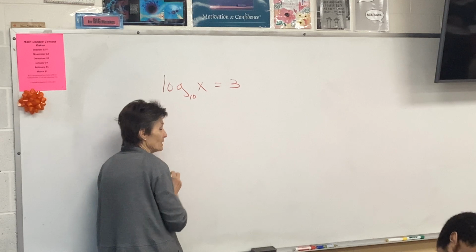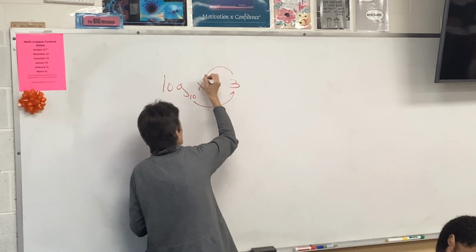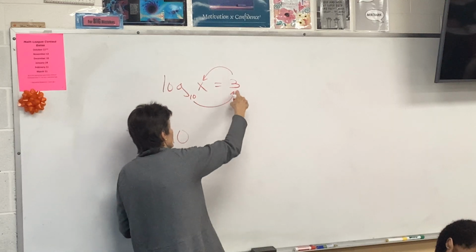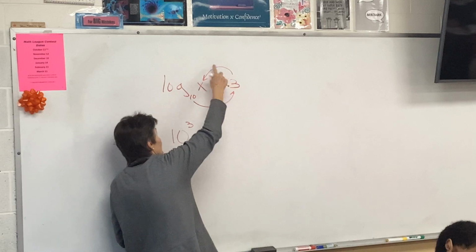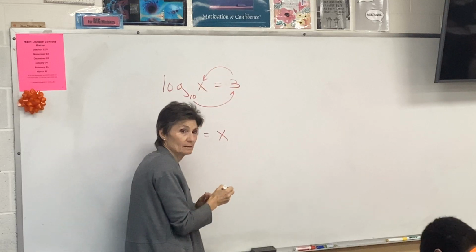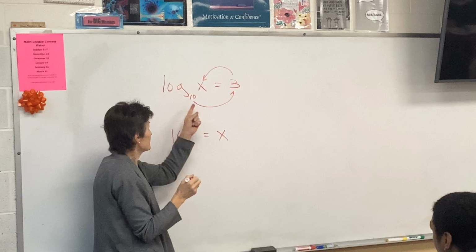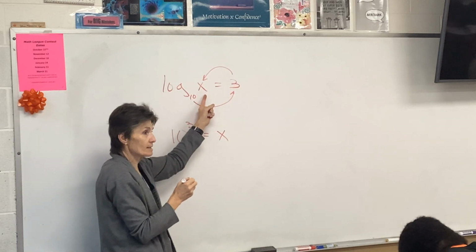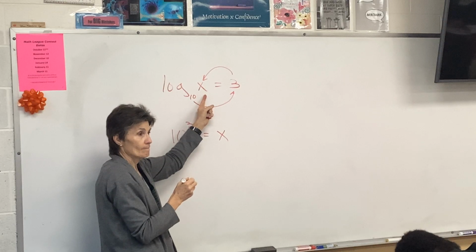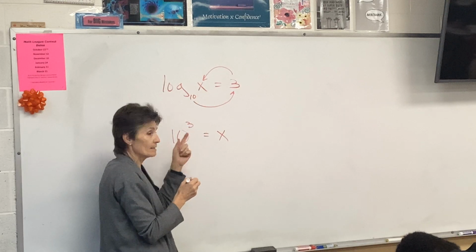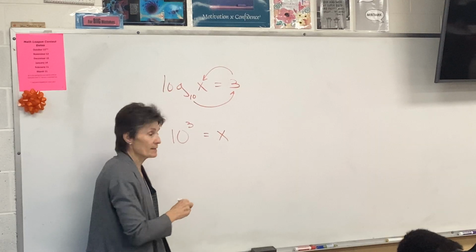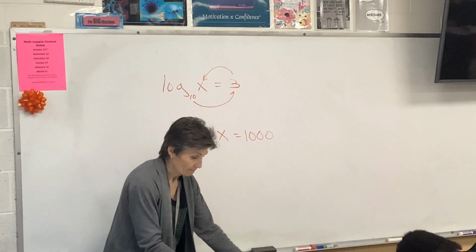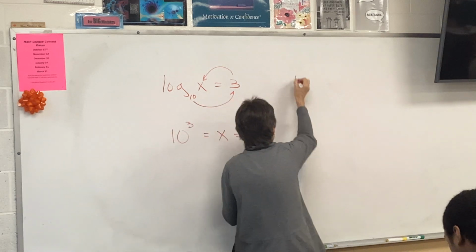Now, let's loop-de-loo it. What does it say when I loop-de-loo it? 10 to the third equals x. Well, what's 10 to the third? 10 times 10 times 10, that's 1,000. So the answer to the problem is 1,000. That was pretty easy.